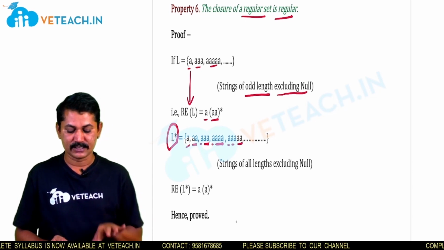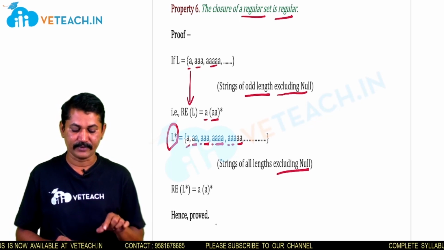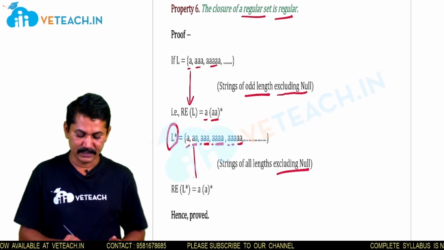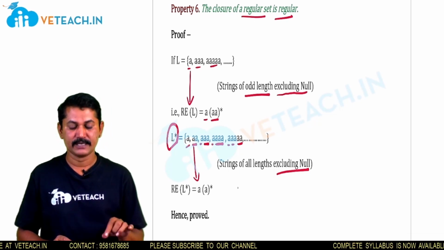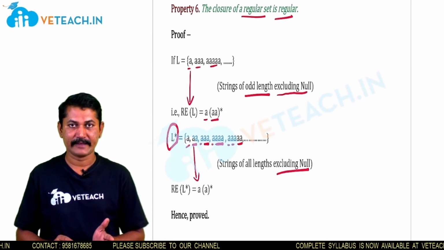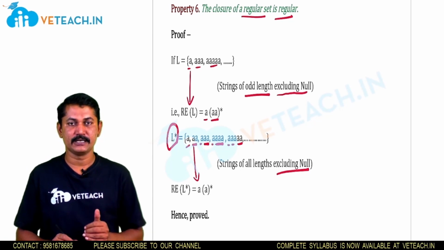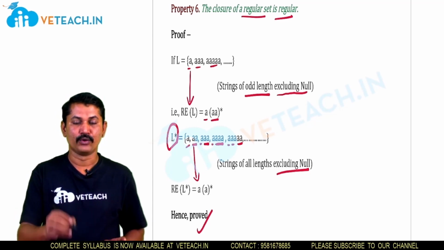So all these strings, excluding null, how can we define this? We can define this like this, which is also a regular expression. That means the closure property on the given language generates another expression that is regular. So this is also proved.